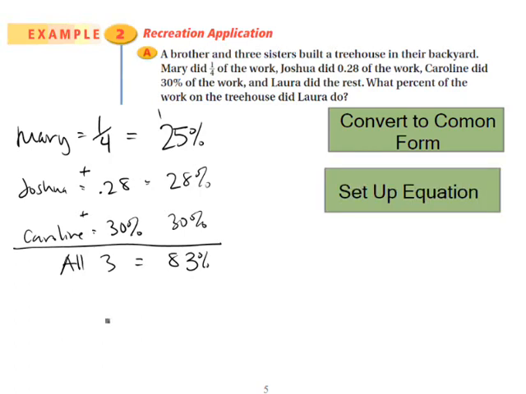Then we'll set up a little equation that says Laura's percentage of the work, and we'll use the letter L to represent her percentage. Laura's percentage is equal to 100% minus all of the work that the other 3 did.